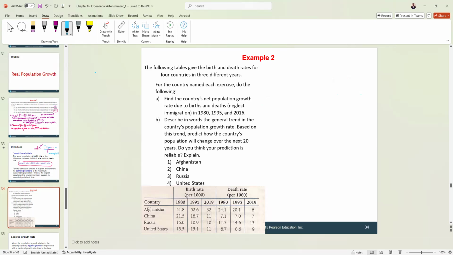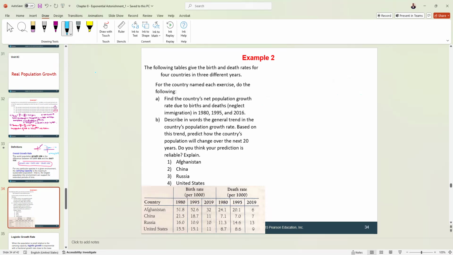So Afghanistan is doing way better than we do here in terms of the number of people died per thousand. But in terms of death and birth rates, America, China, and Russia are doing way better than Afghanistan in all three, right? But that's not the problem here. The problem is they ask us to use this table to answer the following questions.